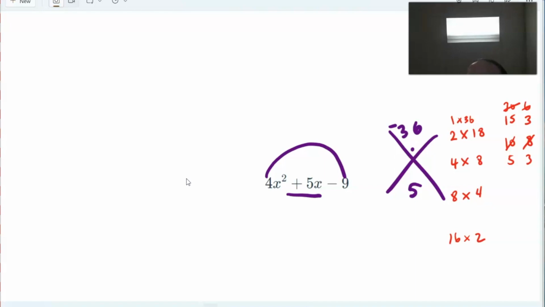I'm going to check these answers before I keep going. So I'm looking for something close to 5. 36 plus or minus 1 is not close to 5. 18 plus or minus 2 is not close to 5. 8 minus 4 is 4. 8 plus 4, that's not 5. So it's not that, so we keep going.